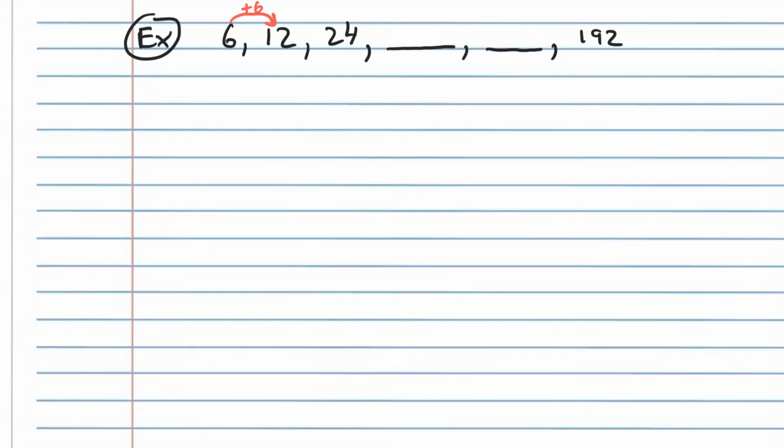Again, just doing it once does not prove a pattern. So you have to show that it happens more than once. Let's try it again. Going from 12 to 24, if we add 6, that gives us 18, which is not 24. So that means this is not the right pattern. Adding 6 is not the correct rule for this one, so you have to go back and try something else.